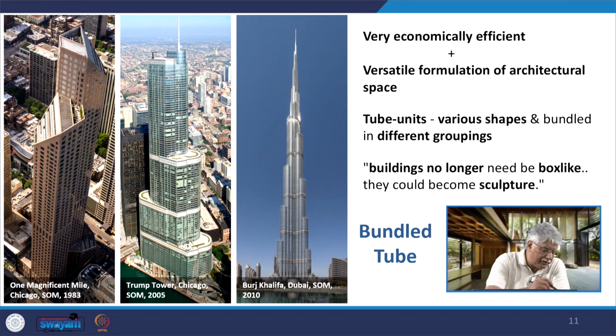So we have varying ones like the One Magnificent Mile by Skidmore, Owings and Merrill in Chicago in 1983, then the Trump Hotel and Tower in Chicago again by SOM in 2005, and of course the tallest building in the world today, the Burj Khalifa in Dubai, also by Skidmore, Owings and Merrill in 2010. These are all examples of bundled tubes. As you can see in the Burj Khalifa, there are these tubes that you see, rising at varying heights, and then they are bundled together.